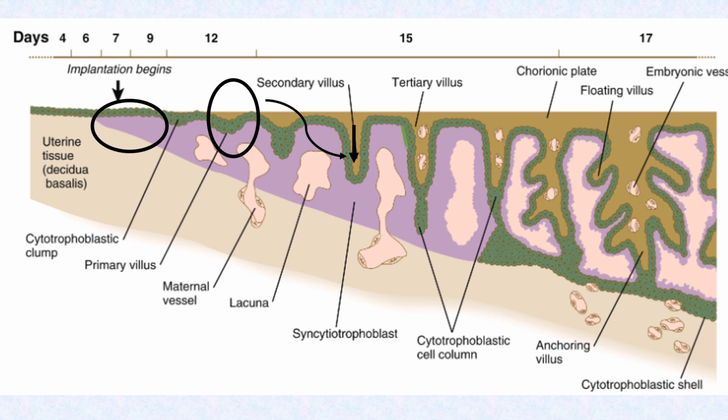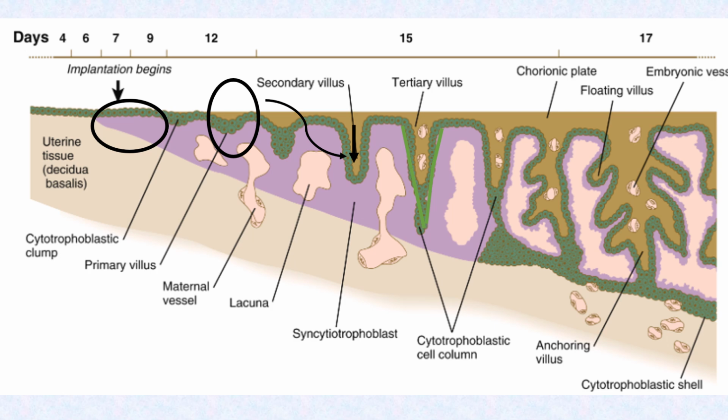The terminal portion of a villus remains trophoblastic, consisting of a solid mass of cytotrophoblast called a cytotrophoblastic cell column and a relatively thin covering of syncytiotrophoblast over that. The villus is bathed in maternal blood.